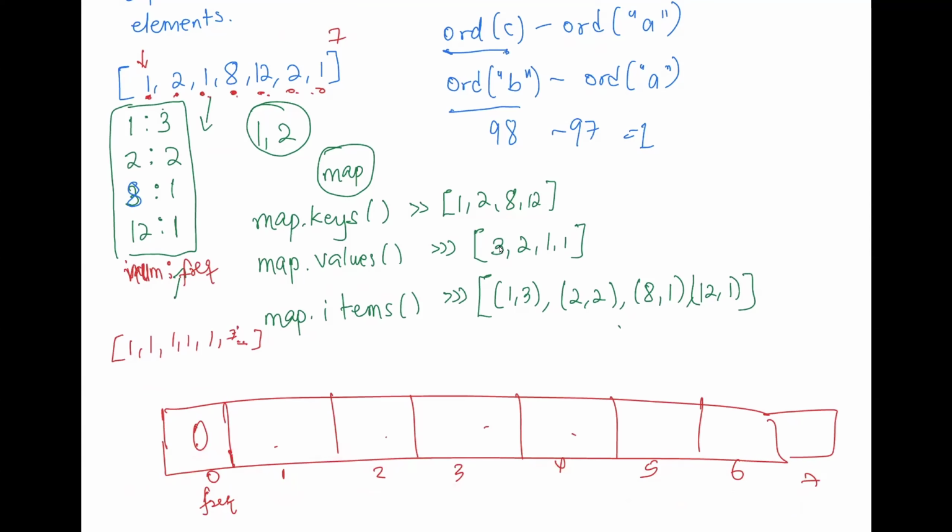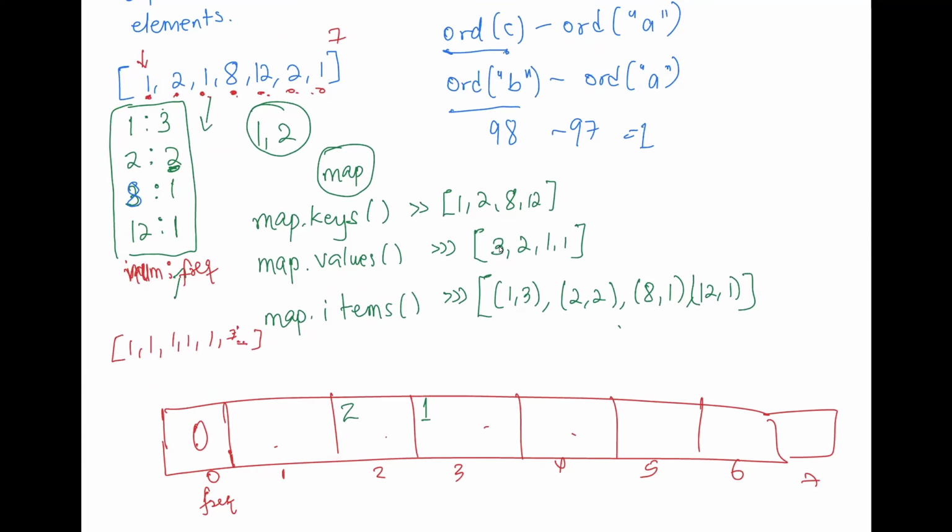Now if I'm going through my list, say I've created this map here. Looking at this map, I see 1 occurs 3 times. So I come here, look for index 3, and put 1 here. 2 occurs 2 times, so I'll come and put 2 here.